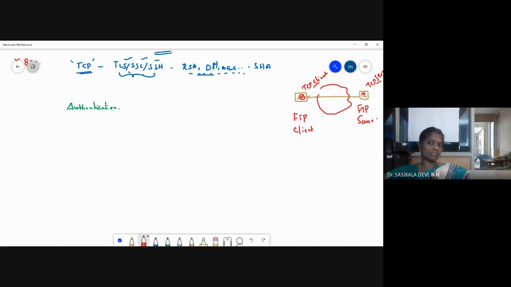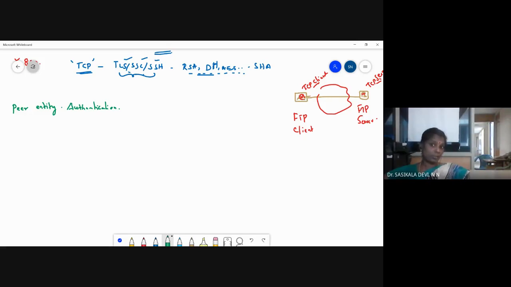So the TCP server should ensure the originality of the TCP client, and the TCP client should ensure the originality of the TCP server. So the TCP client should authenticate the TCP server, and the TCP server should authenticate the TCP client. Both should authenticate each other. This type of authentication is known as peer entity authentication. Here the peer entity is a process. So two end-to-end processes should authenticate each other mutually. That mutual authentication is known as peer entity authentication.